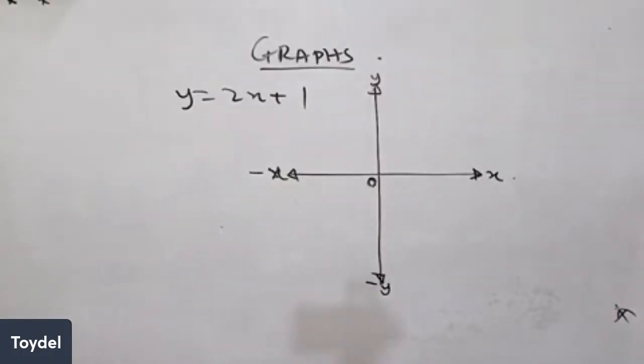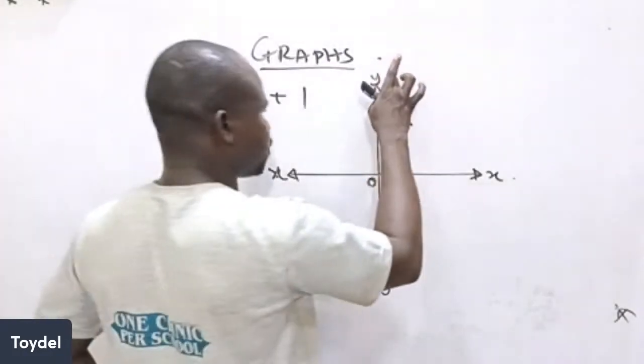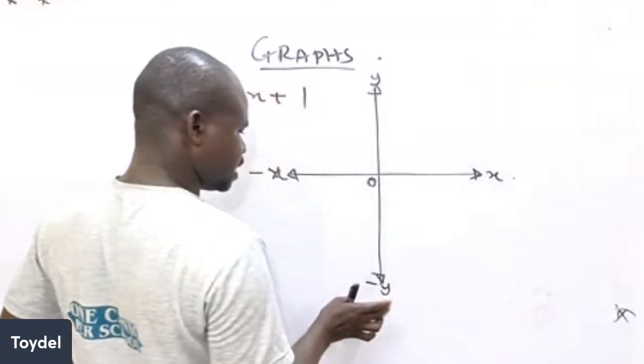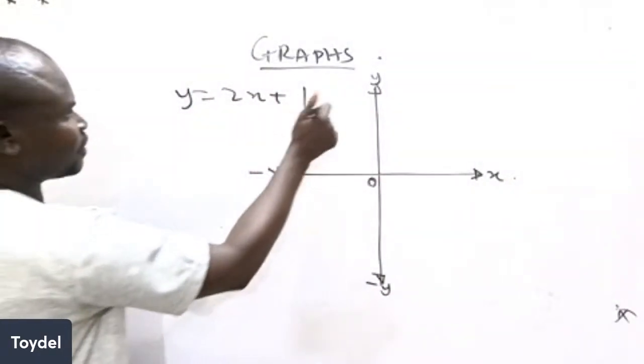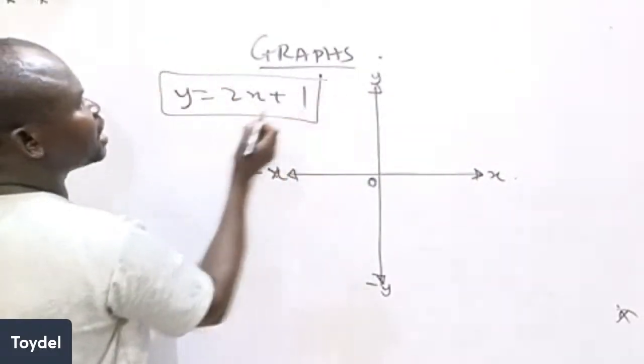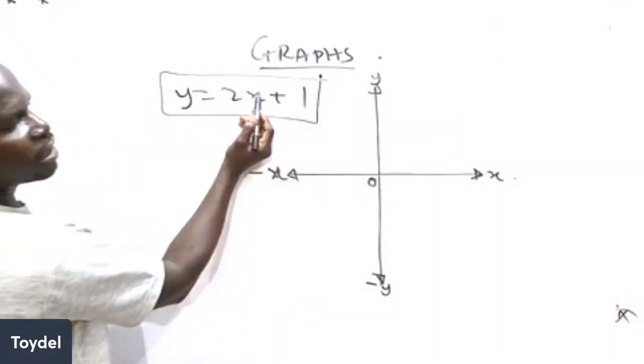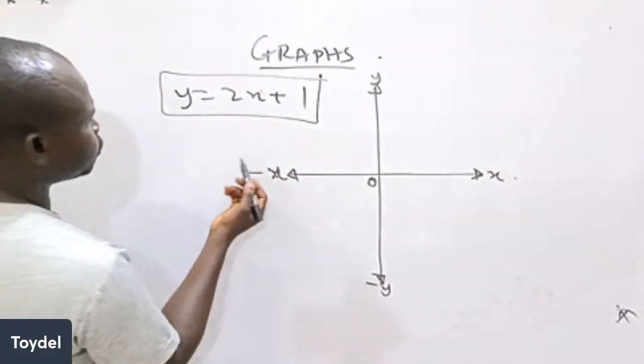The center of the graph is called the origin, and that is 0. So this is positive y, positive x, negative y, negative x. If you have a linear graph, this is a linear graph. Linear graph simply means the highest degree of x here is 1. So what do we do?